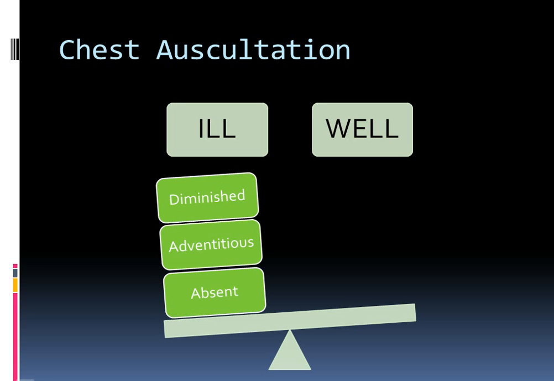When we look at chest auscultation, breath sounds may be diminished, adventitious, in other words just abnormal, or flat out absent. So we've got the diminished, we can barely hear them, the abnormal, or the flat out absent. Those people are ill, and we need to get them to the hospital quickly.